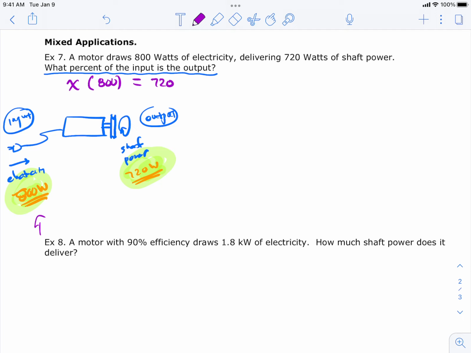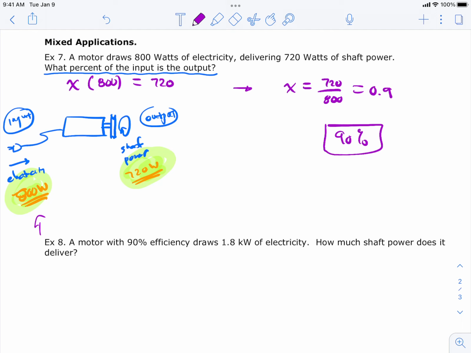What percent of the input is the output? You can literally translate this little phrase directly into a little equation. Now to solve that, we're going to have to divide both sides by the 800. So you're going to have 720 over 800, which if I'm not mistaken is exactly 0.9. That's the decimal, so it's 90%. It's a 90% efficient motor.